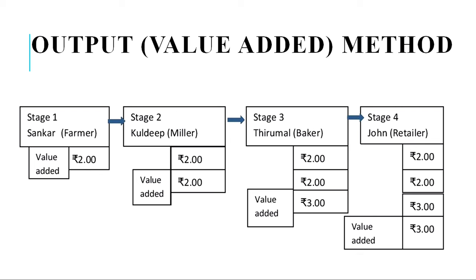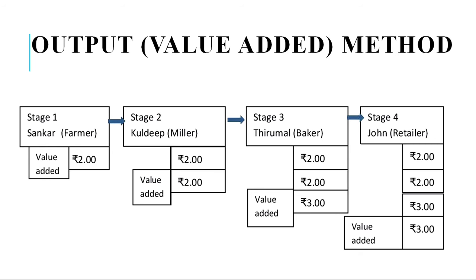So, there are two things. Generally, when the GDP is estimated, this value addition at each stage is calculated. Value addition in the first stage is 2 rupees. Value addition in the second stage is 2 rupees. Value addition in the third stage is 3 rupees. Value addition in the fourth stage is how much?